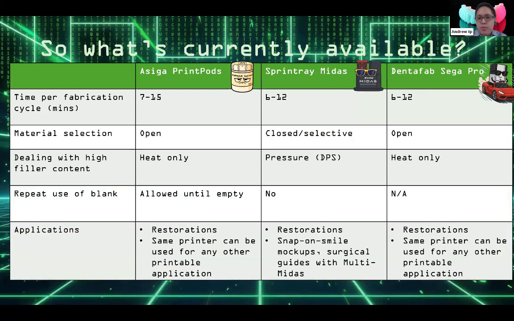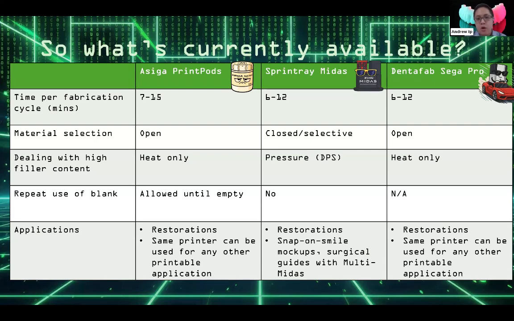The Sega print pods would probably be the slowest out of the three options. I think the Midas and Sega Pro really are ridiculously fast. You could be printing posterior restorations in as low as 5 to 6 minutes, anterior restorations in about 10 to 12 minutes. I think with the print pods you have to add a couple of minutes, but we're still looking at less than 15 minutes for a restoration, whether it's anterior or posterior.